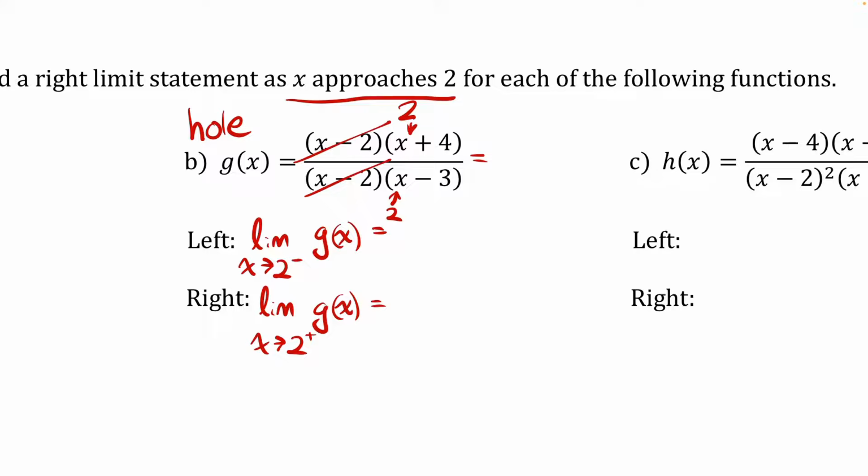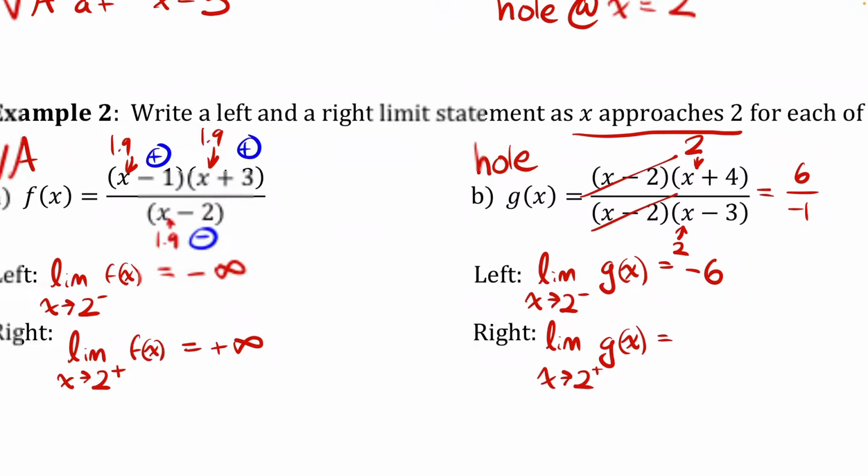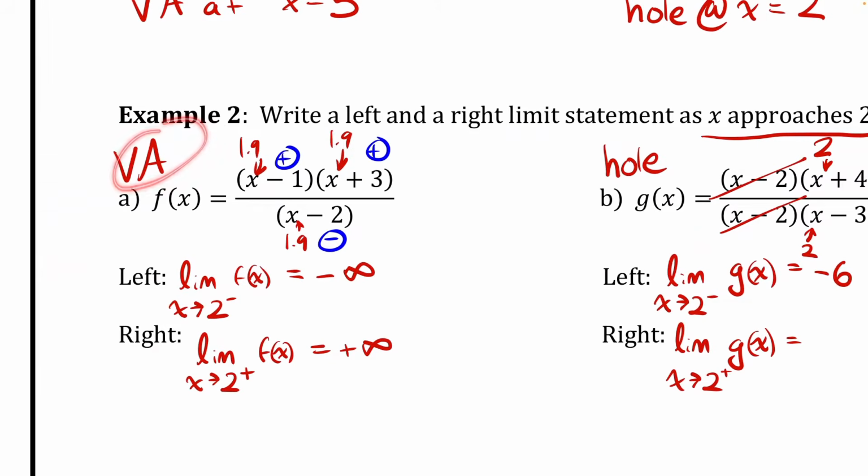And what am I going to get? 6 on the top. Negative 1 on the bottom. So this is approaching the height of negative 6. Again, wholes will always approach a height. You'll need a number over here. But a vertical asymptote will always be either a positive or negative infinity.